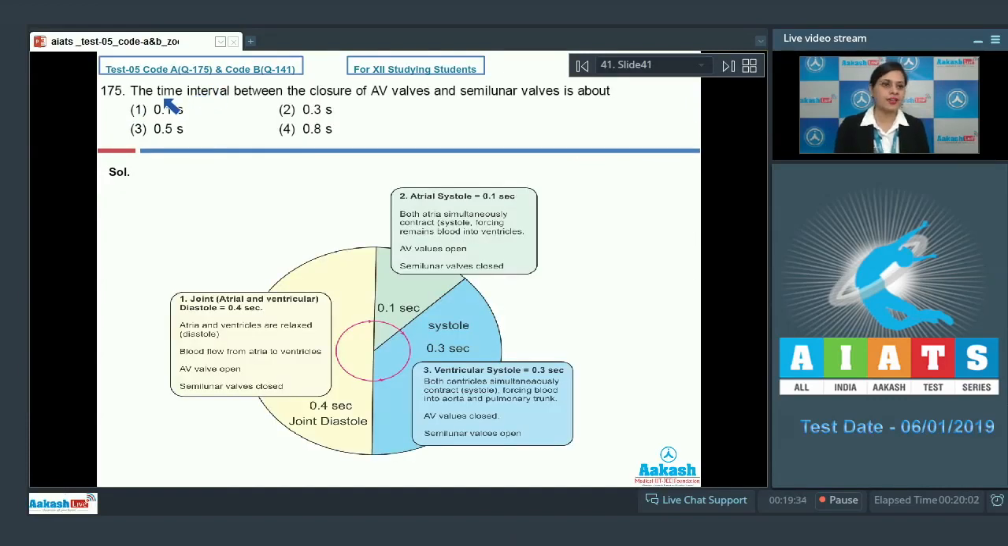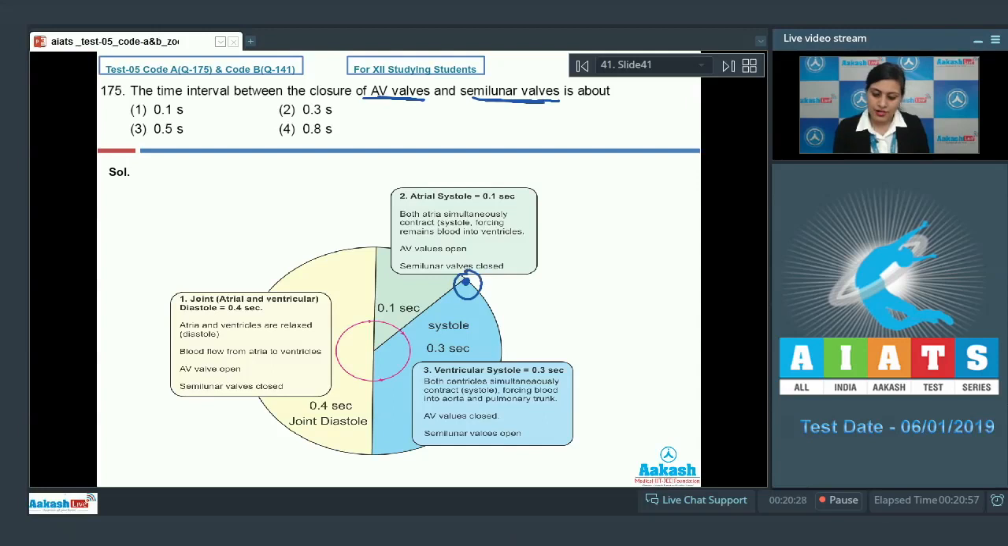Question number 175. The time interval between the closure of AV valves and semilunar valves is about... AV valves close when there is initiation of ventricular systole. When the ventricles are contracting, in order to prevent the backflow of blood from ventricles to auricles, the AV valves close. And semilunar valves close when there is initiation of ventricular diastole, in order to prevent the backflow of blood from aorta to ventricles. So the time interval between the closure of AV valves and semilunar valves is the time interval between the initiation of ventricular systole to the initiation of ventricular diastole.